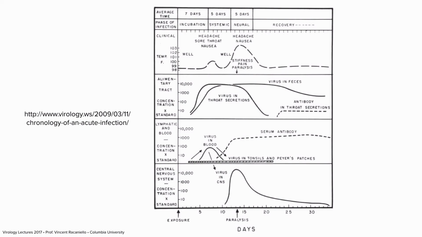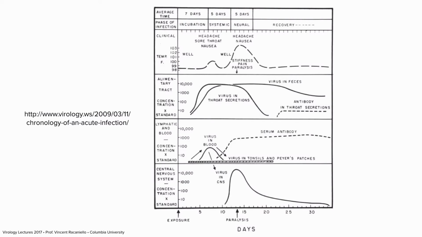Here's a lovely chronology of this infection. This is taken from studies in the 40s and 50s of a number of cases of polio in people. And it's a hand-drawn figure, which was the norm back then because we didn't have computers, so everyone got to be really good at drawing their own figures. And what we have here is an exposure here, and then different days after infection, what's happening in different compartments.